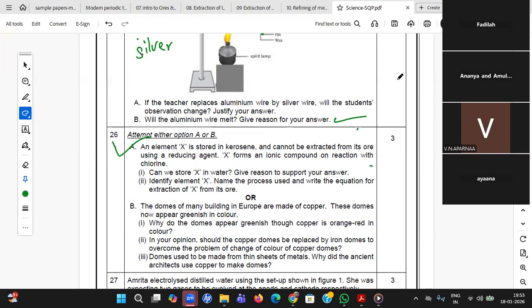Okay, right answer. So 26th, either A or B or both A and B. No, you start with A, beta. We'll go for B, don't worry. You start with A. Okay, Harshini and Ruchita are right. Ponnappa, very good. Fadila, very good. So Fadila, the answer is can we store X in water? So don't predict that particular metal name.